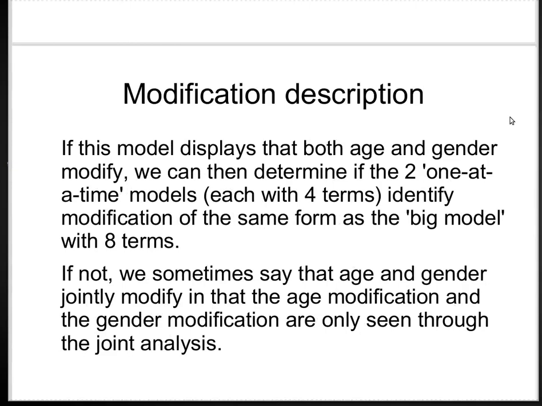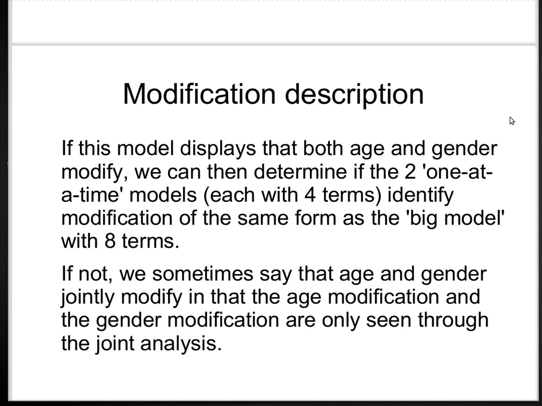Now, if this model, the model that we had that had the 7 terms in it, displays that both, let's just take, for example, that both age and gender modify, then we can consider the 2 one-at-a-time models, each with 4 terms, and identify the modification of the same form as in the big model. Now, if we still see the same form of age and or gender modification with the simpler model, then again, Occam's razor might be in play here. We might say, we didn't need all this elaborateness in order to see that age modification is present or gender modification is present.